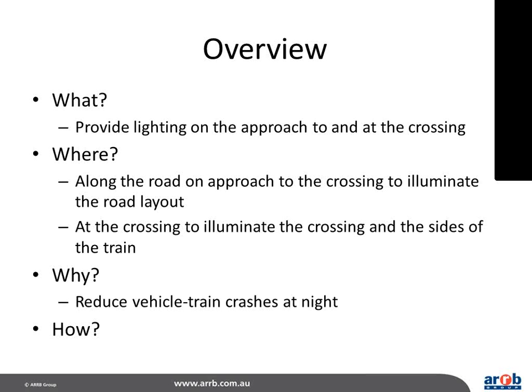And why do we need to provide lighting? The main aim of providing lighting at railway crossings, from a road safety perspective, is to reduce vehicle train crashes at night. It also includes near misses and helps to improve overall road safety from a road user perspective. And how do you go about developing the criteria?